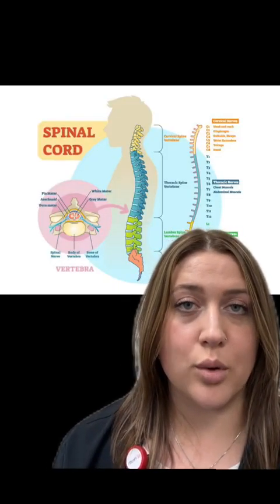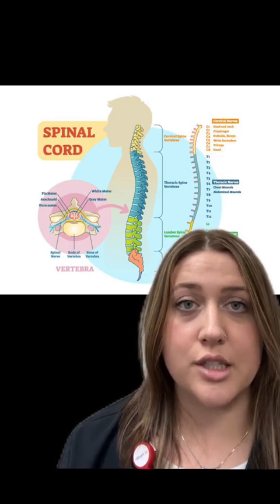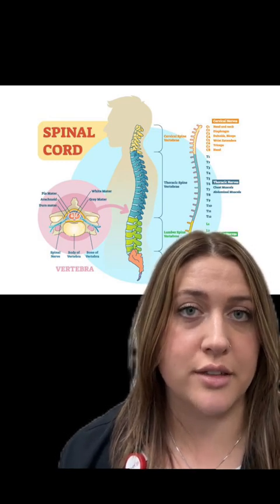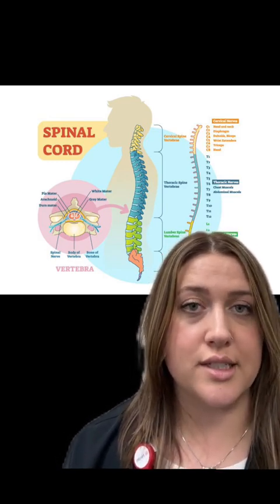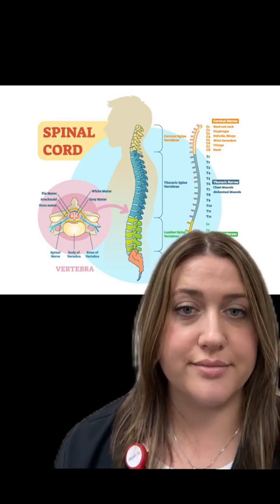Breaking down the spinal cord into regions, we have that top yellow section, which is the cervical region. The blue section is the thoracic region. The green section is the lumbar region, and the orange section is the sacral region.